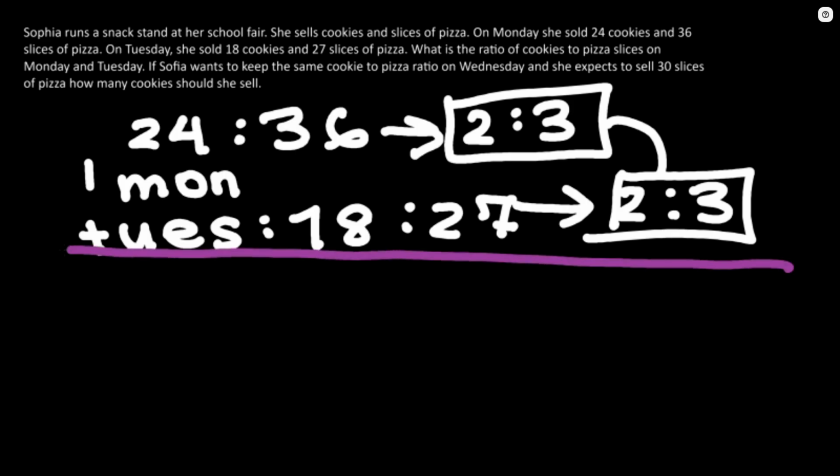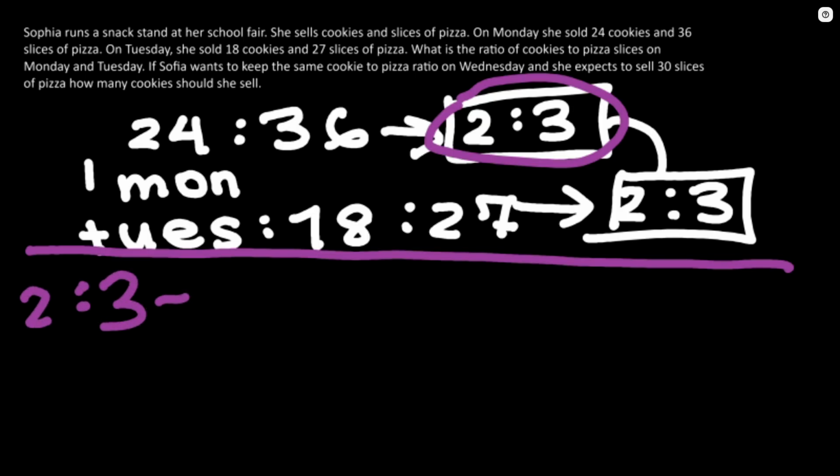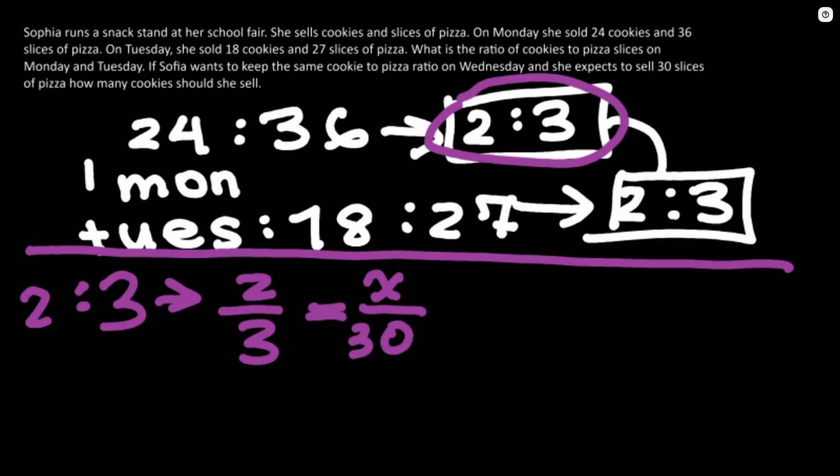Now let's solve the next part of the problem. It's Wednesday, and she expects to sell 30 slices of pizza using the same cookie to pizza ratio. So the cookie to pizza ratio is 2 to 3. So this is your cookie to pizza ratio, 2 to 3. And you're going to write that as a fraction. Okay, and she wants to sell 30 slices of pizza. So how many cookies should she sell? Let's say cookies is x. And because it's cookies to pizza, we're going to have 30 slices of pizza on the bottom.